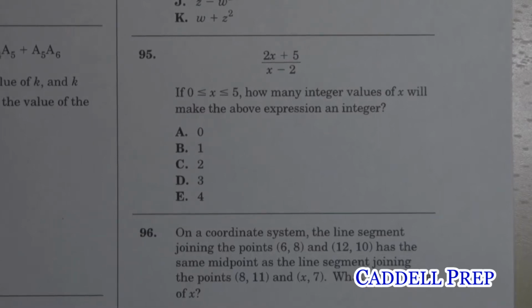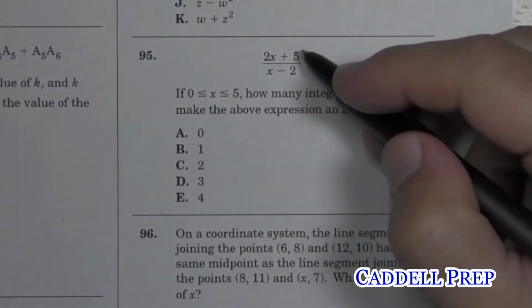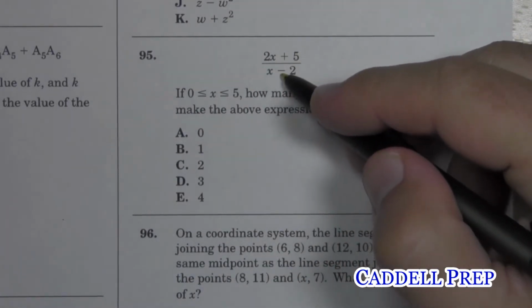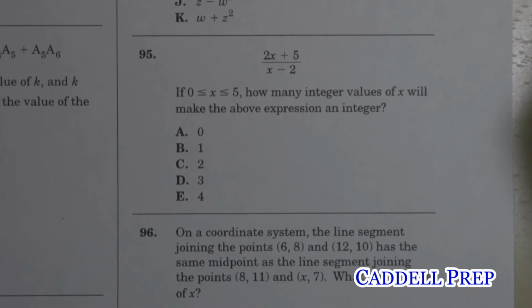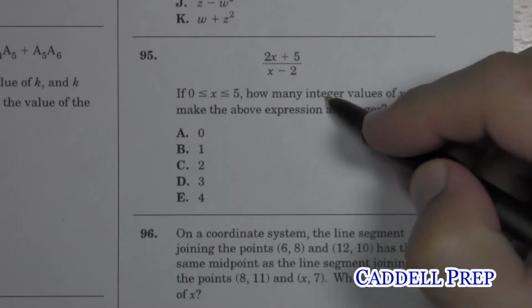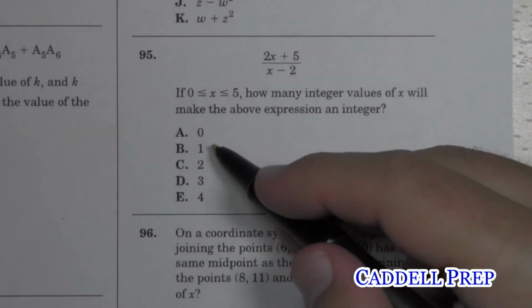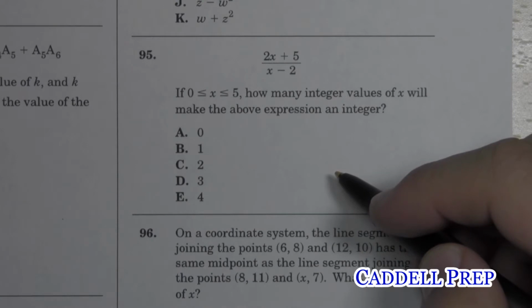Question 95. If x is greater than or equal to 0 and less than or equal to 5, how many integer values of x will make the above expression an integer? So when we plug in a value for x into the numerator and denominator, we want to end up with an integer answer. Okay, and the question asks how many integer values of x will make that work. So it's not what value of x will work, it's how many of them will work.